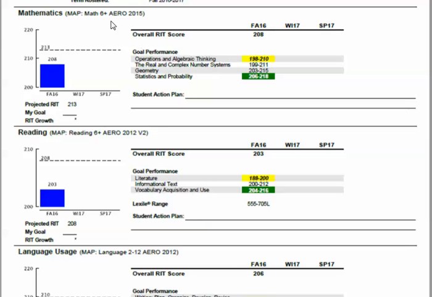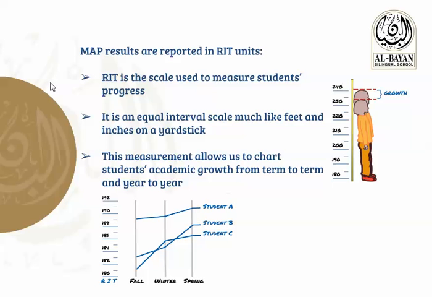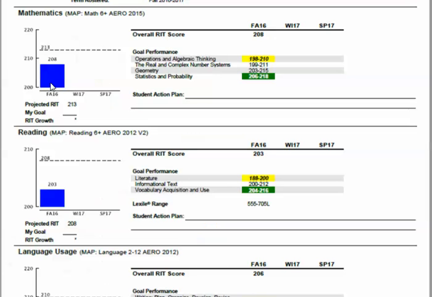In the bar graph on the left, the blue bar shows you your child's fall MAP score in a unit called RIT points. RIT is the scale used to measure students' progress. It is an equal interval scale, much like feet and inches on a yardstick. This measurement allows us to chart students' academic growth from term to term and from year to year.